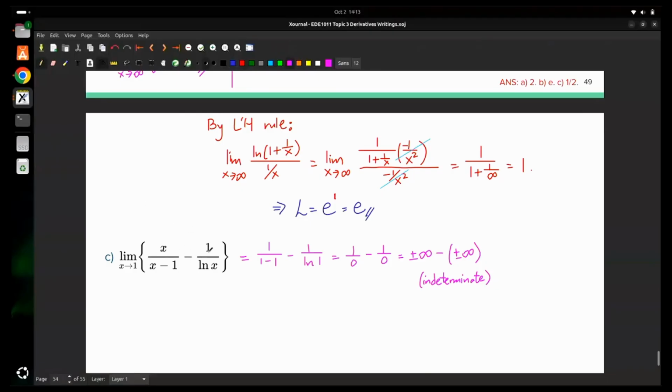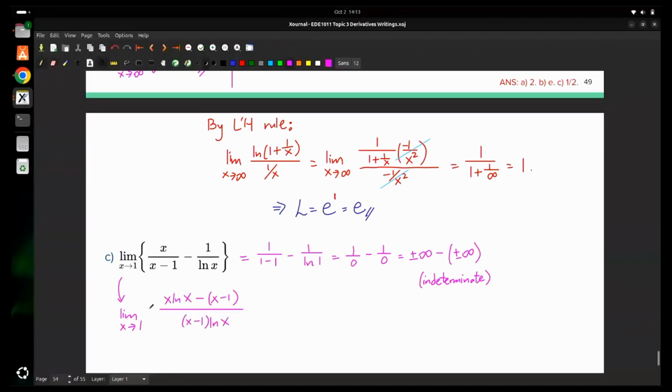The simplest way is to make a common denominator. Okay? So now this limit becomes, so make common denominator, the first term is x ln x minus the second term, x minus 1, divided by x minus 1 times ln x.